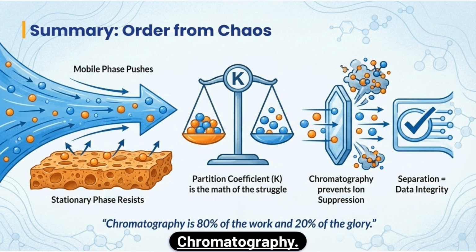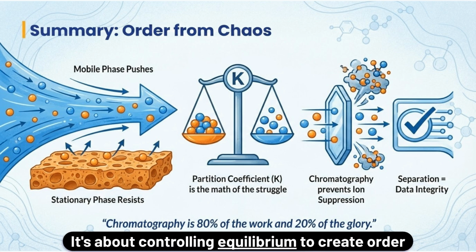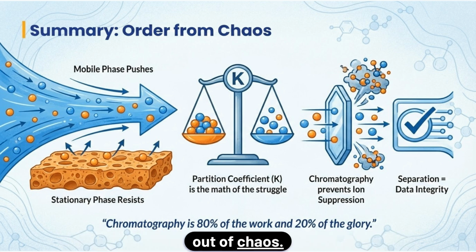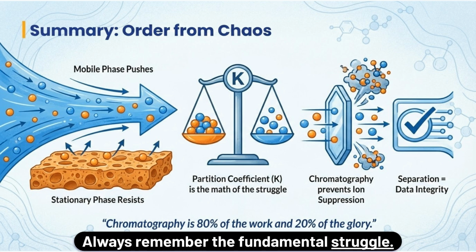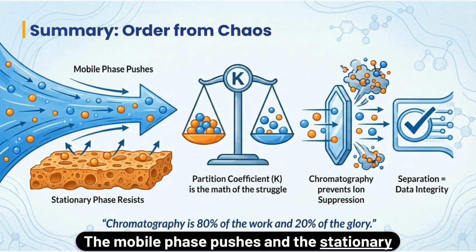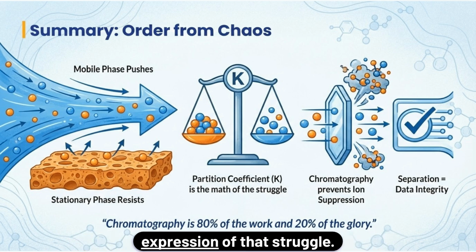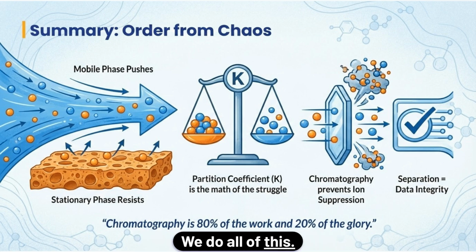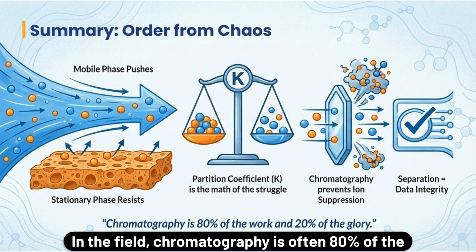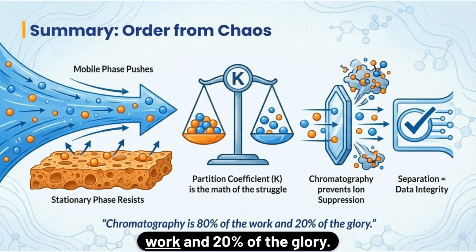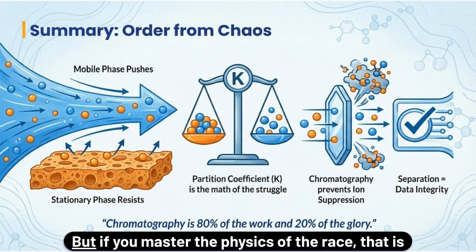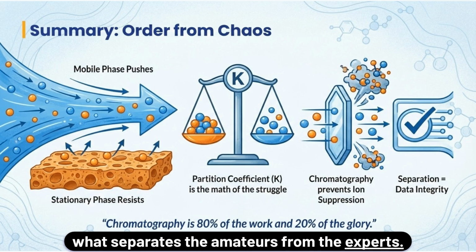Let's wrap this up. Chromatography, it's about controlling equilibrium to create order out of chaos. Always remember the fundamental struggle. The mobile phase pushes and the stationary phase resists. The partition coefficient is the mathematical expression of that struggle. We do all of this so our mass spectrometer doesn't get overwhelmed by noise. In the field, chromatography is often 80% of the work and 20% of the glory. But if you master the physics of the race, that is what separates the amateurs from the experts.